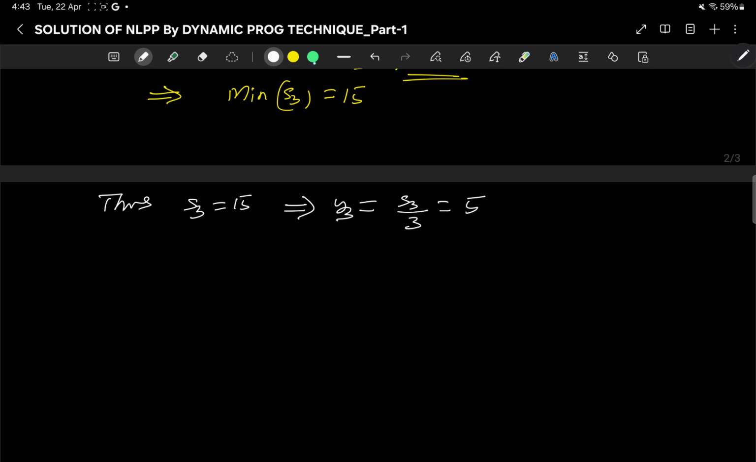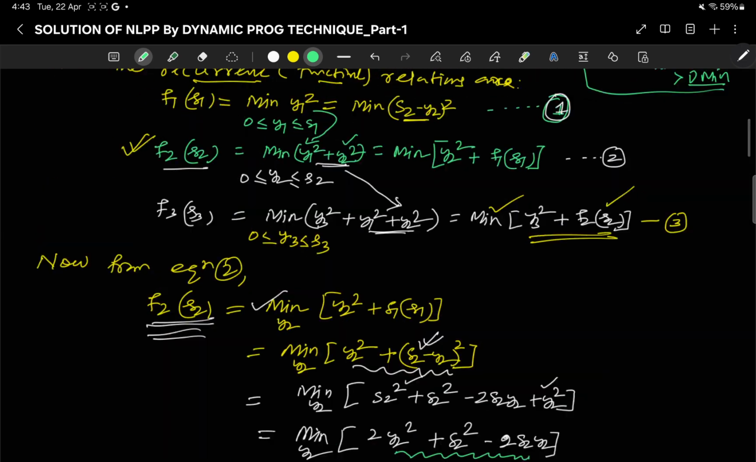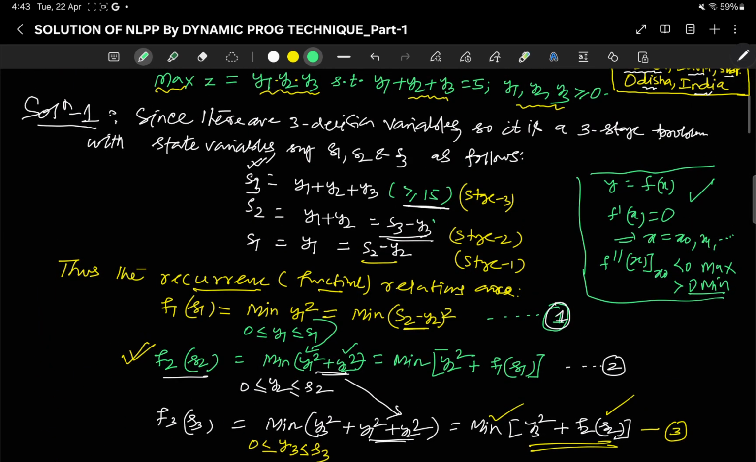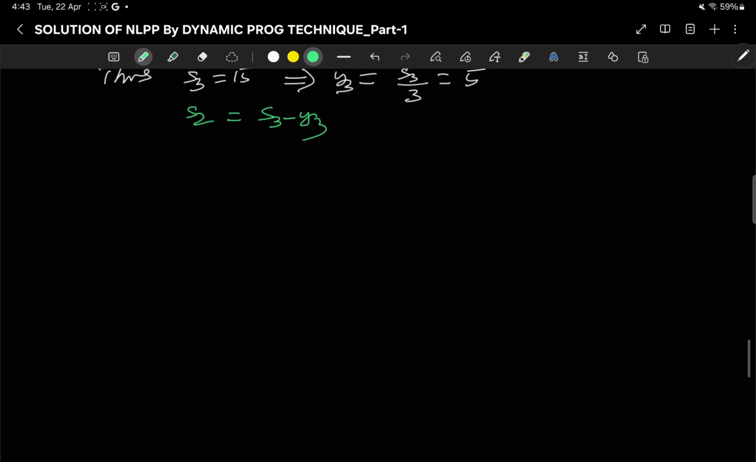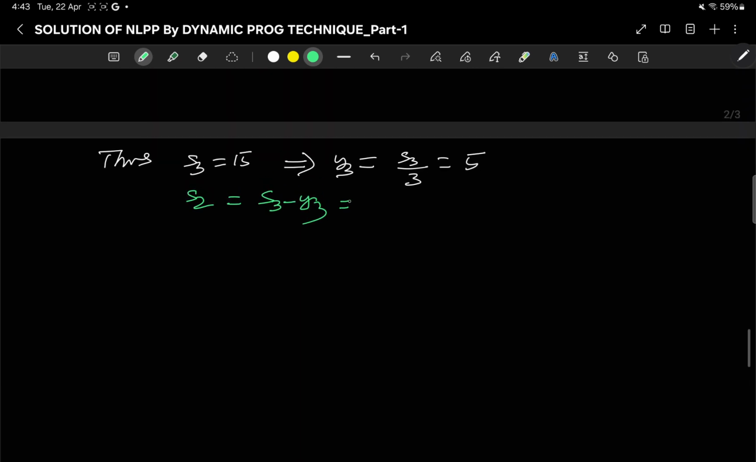Now we are ready to find s2. What is s2? s2 is s3 minus y3, isn't it? So s3 is 15 minus y3 which is 5, is equal to 10. So what does that imply for y2? y2 is s2 by 2. This is equal to 5. Clear?